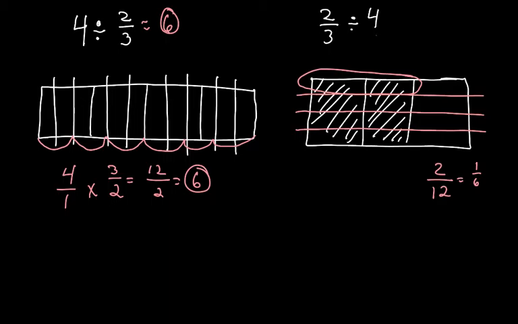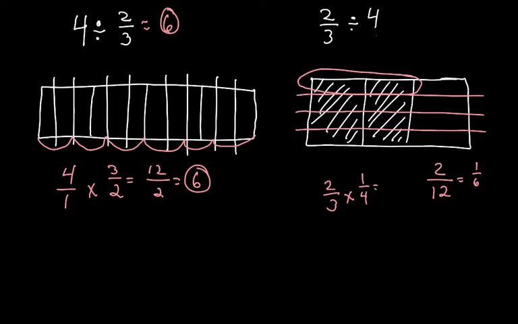Continuing with the idea of multiplying by the reciprocal, we can work out this problem so it's 2/3 times the reciprocal of 4, which is 4 over 1, so 1/4. Again, continue to stress multiplying by the reciprocal of the second number.